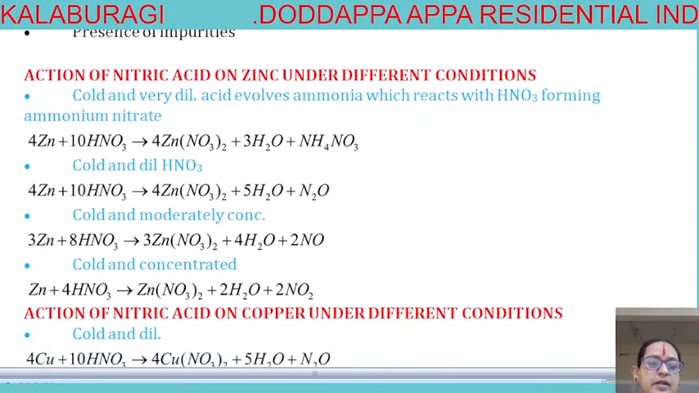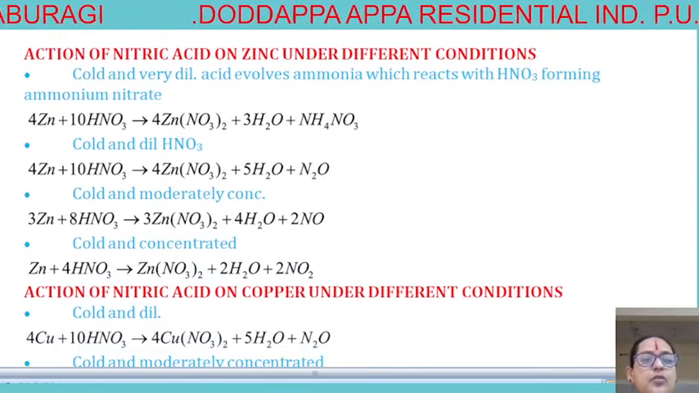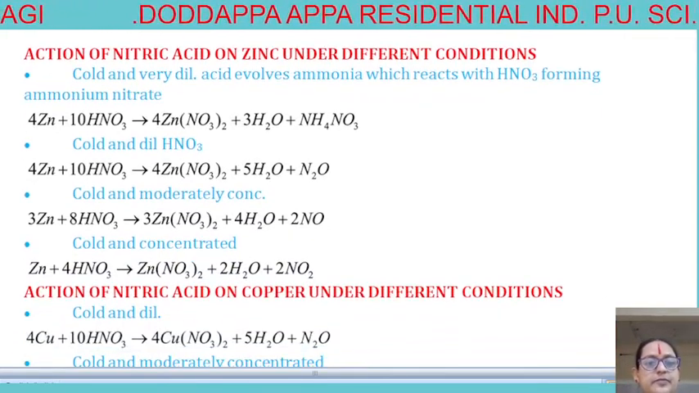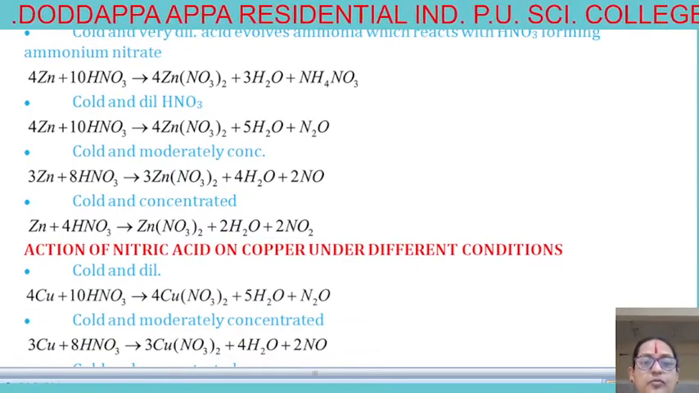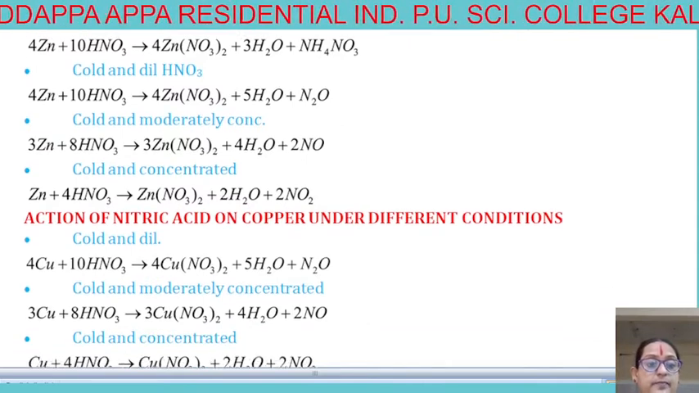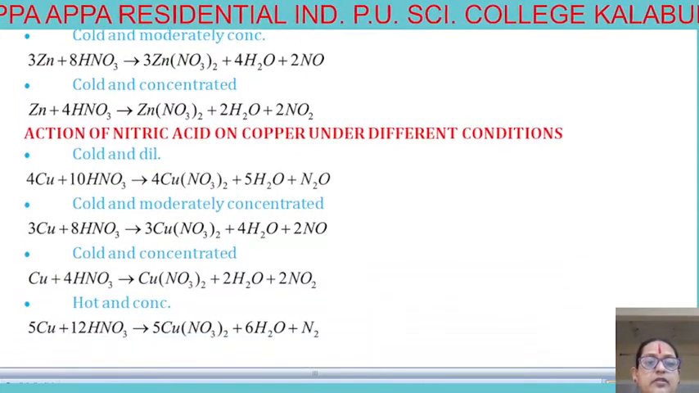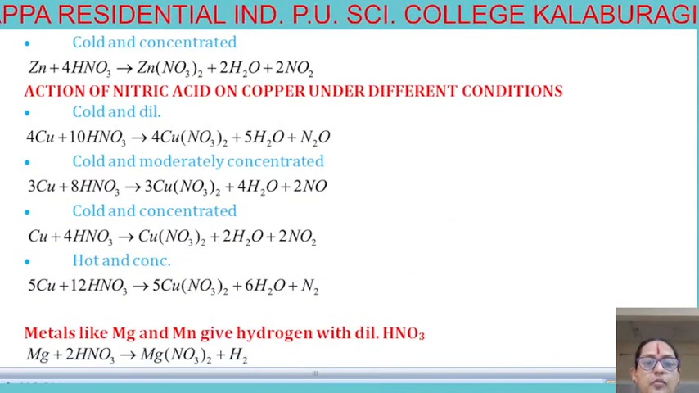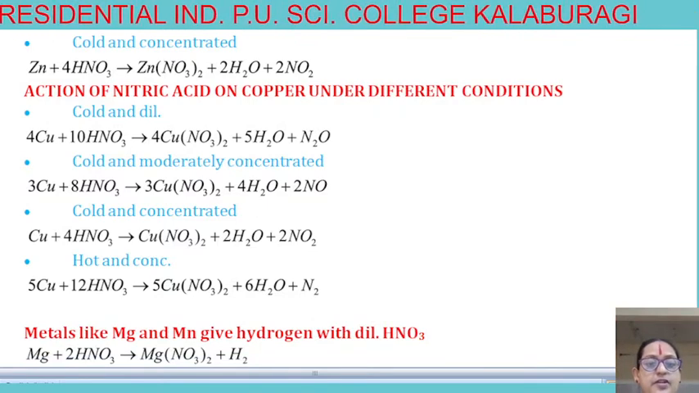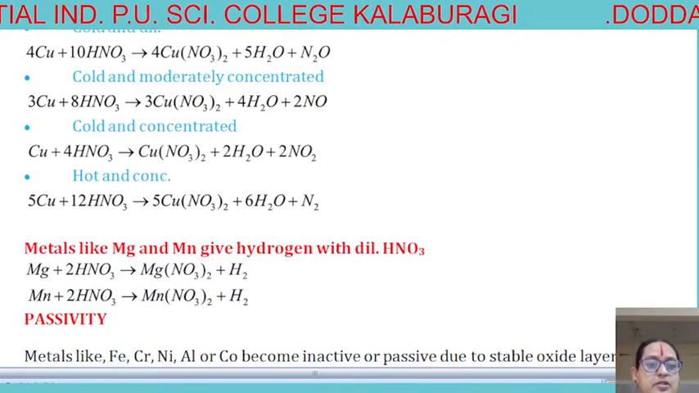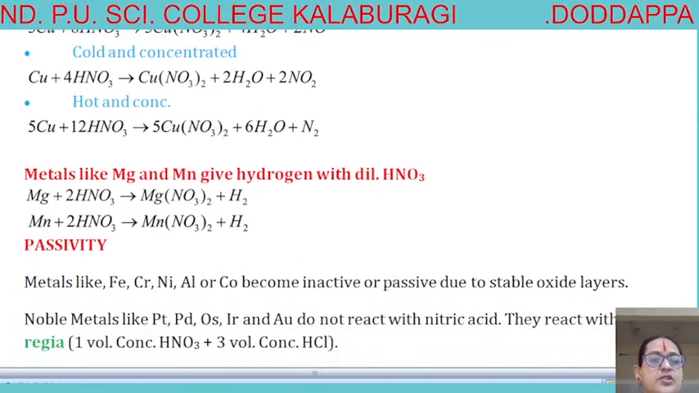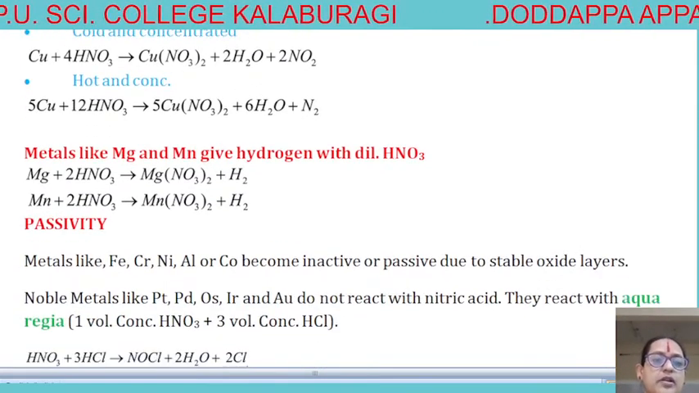We are studying metals. When a metal reacts with cold and dilute nitric acid, it forms zinc nitrate, whereas with concentrated acid it can form nitric oxide. Copper, with dilute acid, can form nitric oxide, whereas with concentrated acid it can form nitrogen dioxide. So there are different reactions occurring with concentrated and dilute nitric acids.